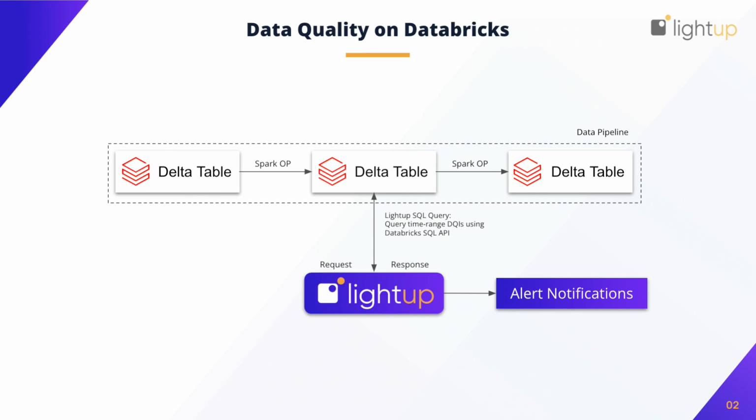At Lightup, we see a few different design patterns with how customers enable data quality on Databricks. The most common of these patterns is the data processing pipeline, where data moves from one Delta table to another using Spark jobs, traditionally requiring a human in the loop to run manual checks. In this design pattern, Lightup is able to run as a client against each table, providing deep data quality checks that are time range bound and partition aware. This allows Lightup to run efficiently and at scale while providing full data quality coverage.